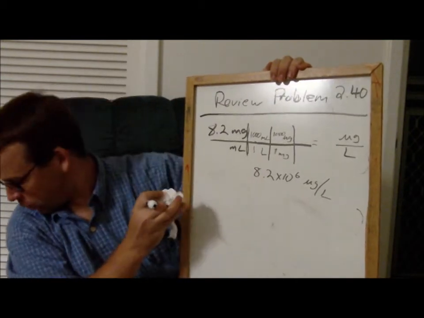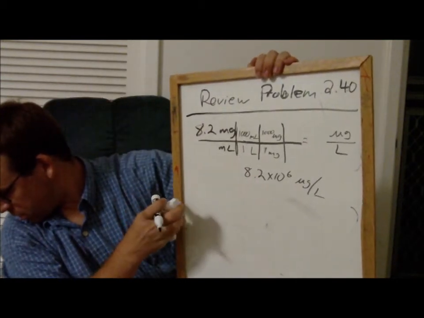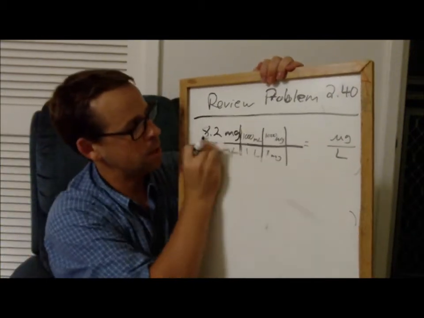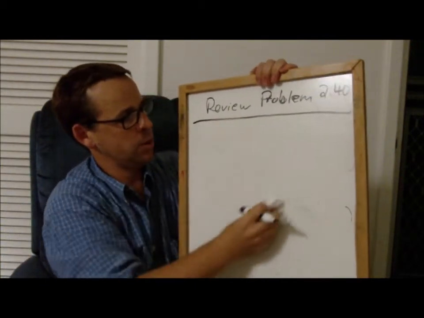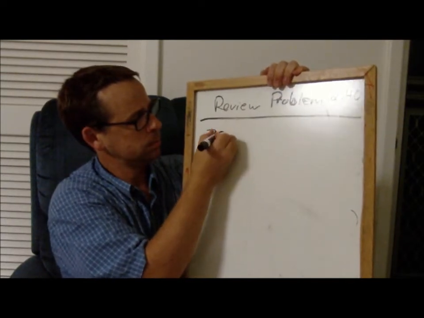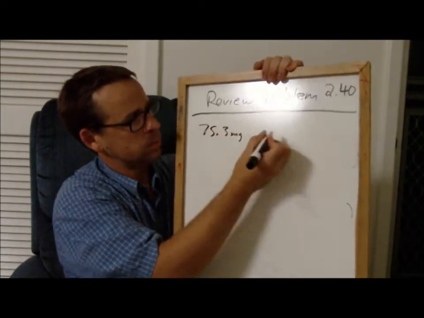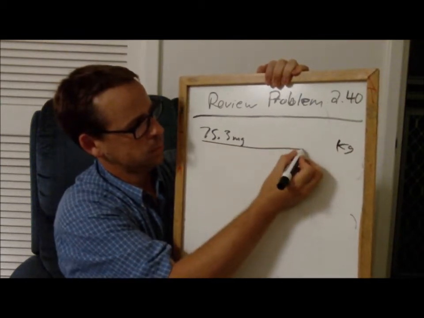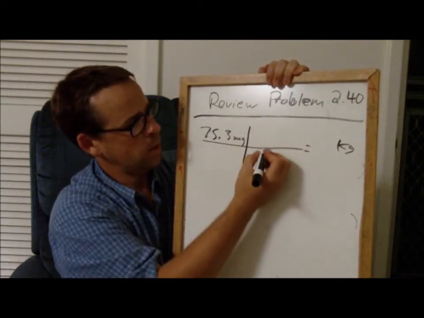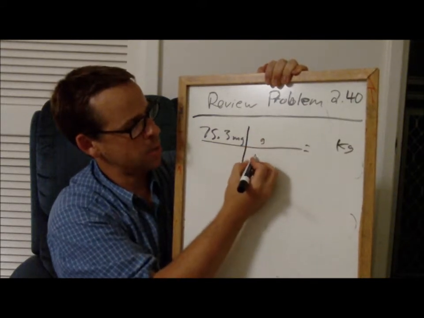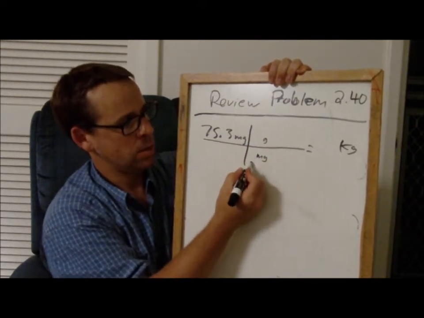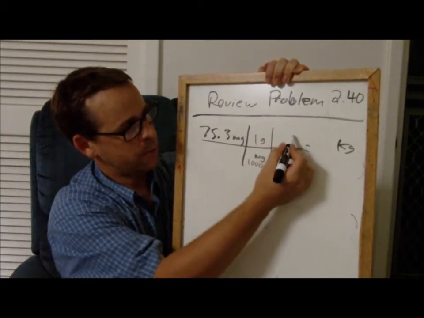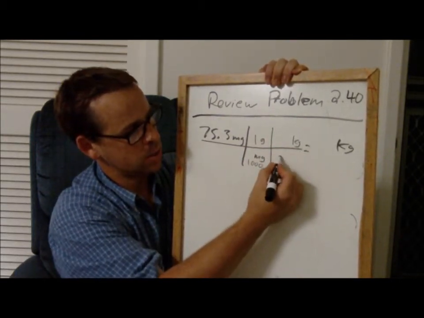Alright, that was 240B. 240C, 75.3 milligrams to kilograms. Well, how many grams are there per milligram, right? There's 1,000 milligrams for every 1 gram, and for every kilogram, there's 1,000 grams.